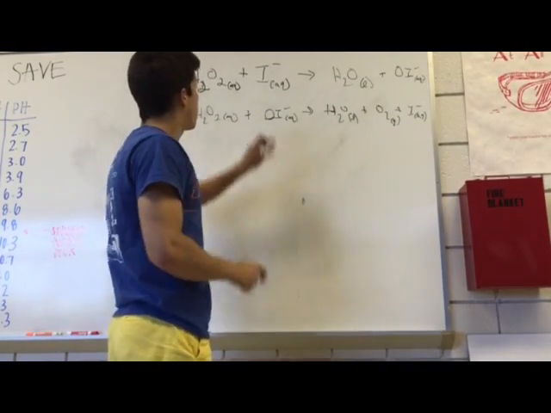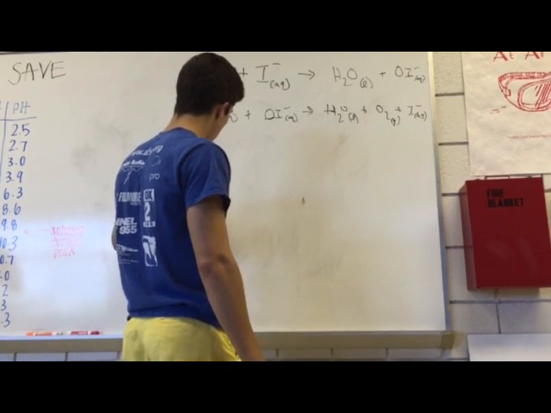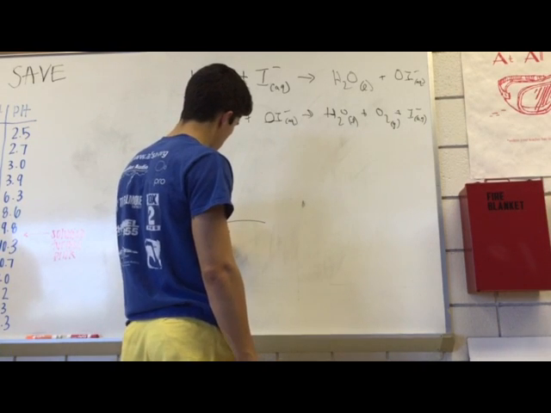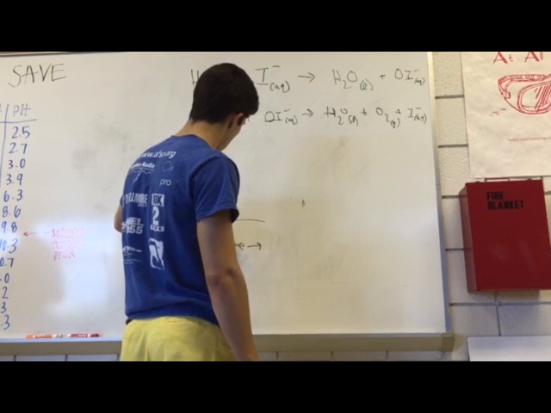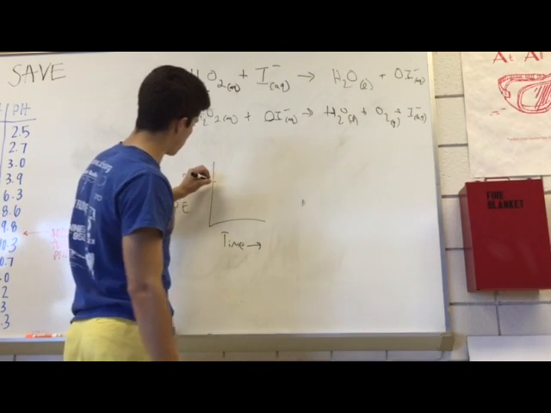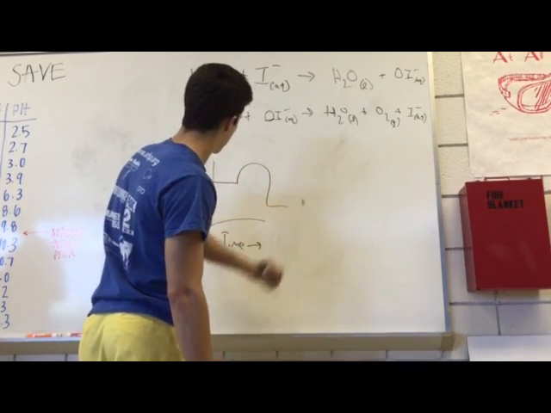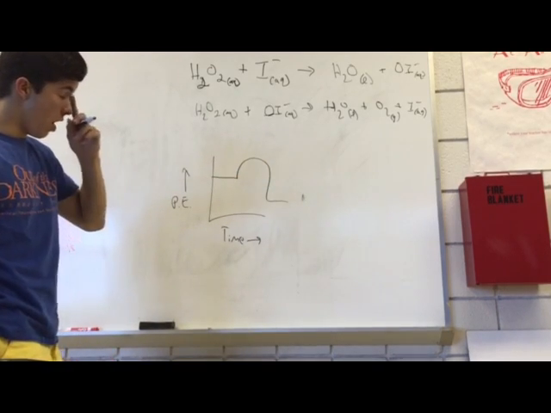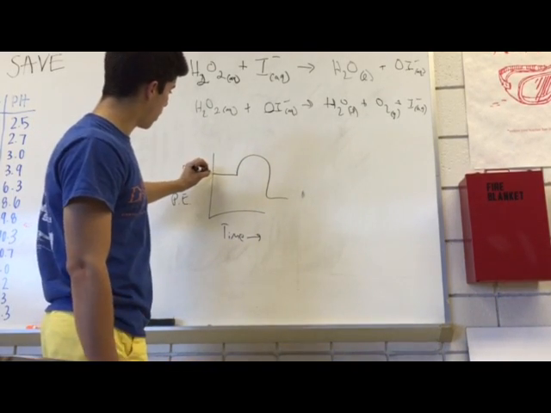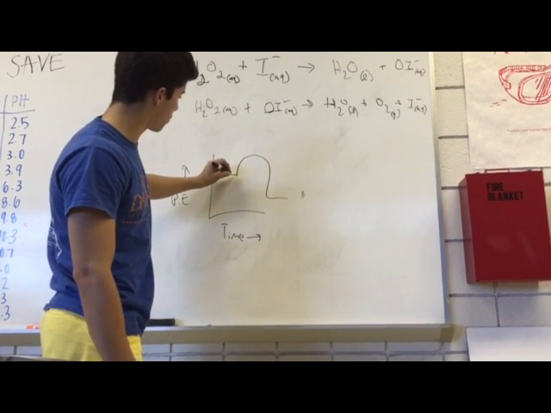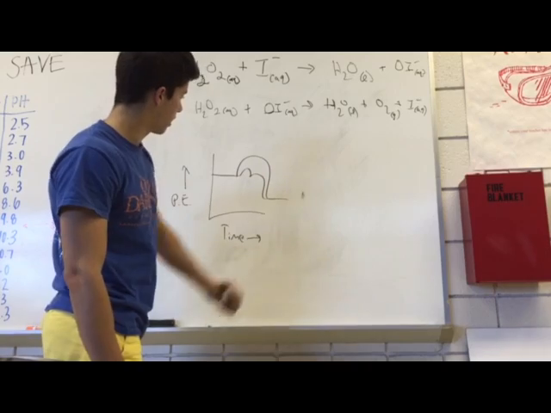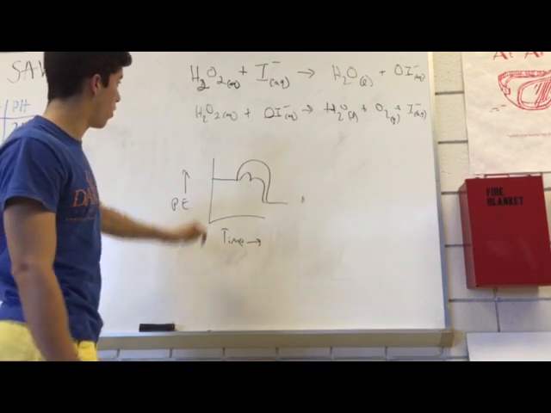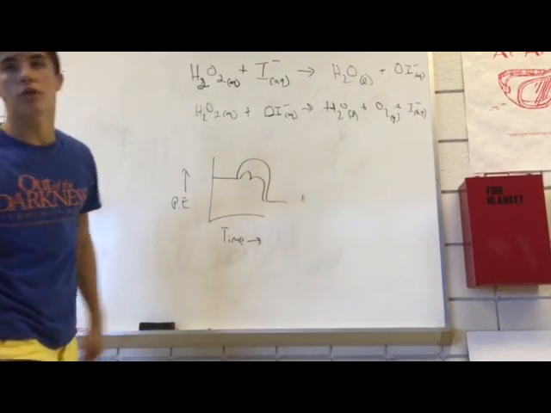So pretty much what this catalyst does, if you were to look at the graph of the reaction, this is the reaction without a catalyst. This is the activation energy, the energy required for the reaction to occur. So pretty much what it does is there's two smaller reactions with lower activation energies that make it easier to happen. So these activation energies are easier to reach than that one, so it happens much quicker.